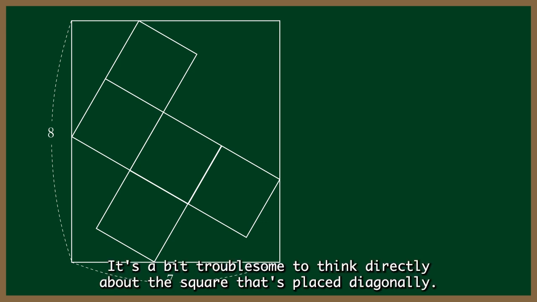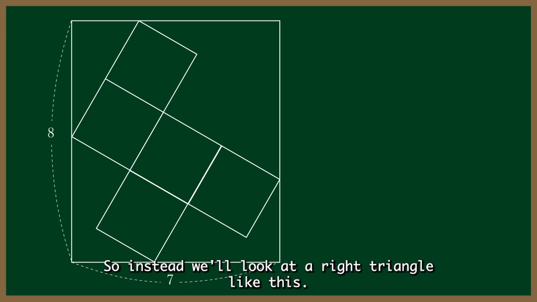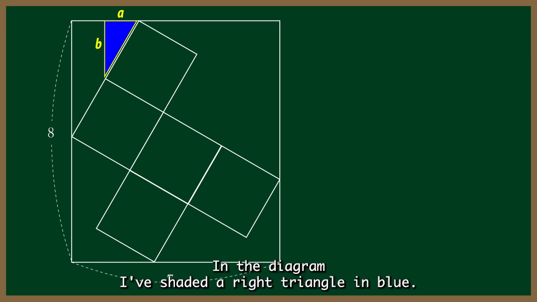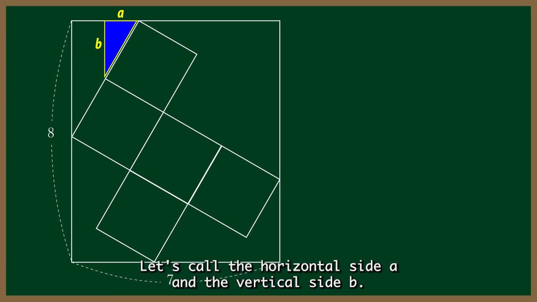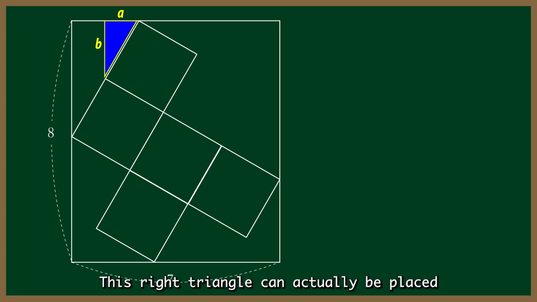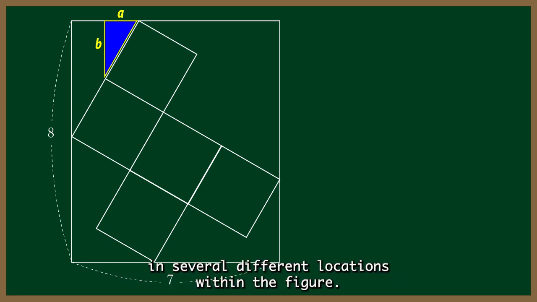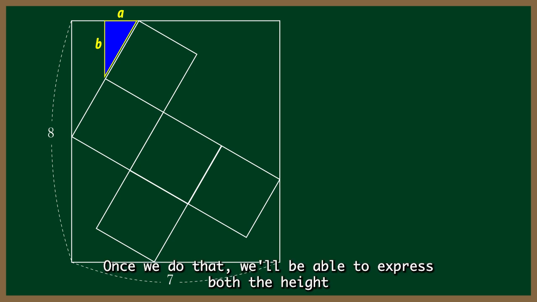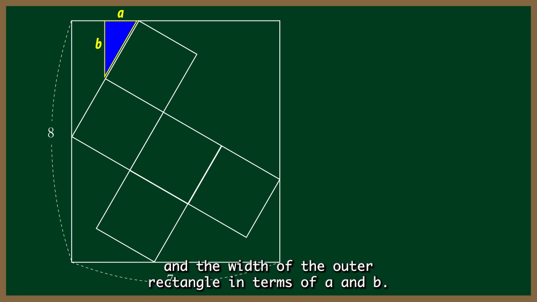It's a bit troublesome to think directly about the square that's placed diagonally. So instead, we'll look at a right triangle like this. In the diagram, I've shaded a right triangle in blue. Let's call the horizontal side A and the vertical side B. This right triangle can actually be placed in several different locations within the figure. Once we do that, we'll be able to express both the height and the width of the outer rectangle in terms of A and B.